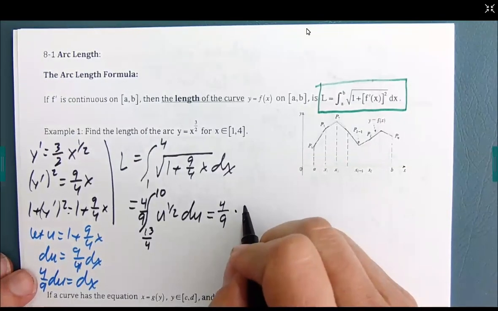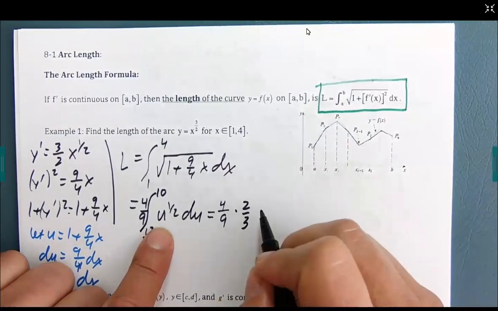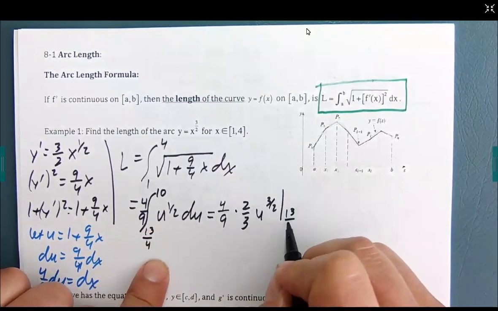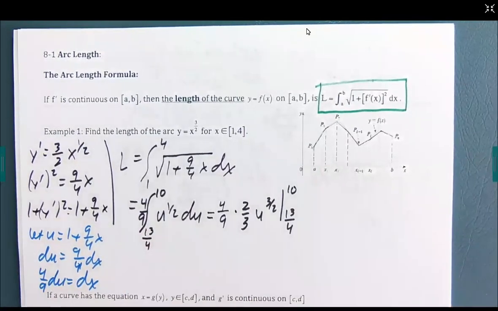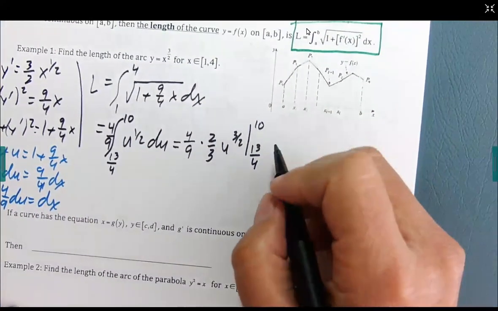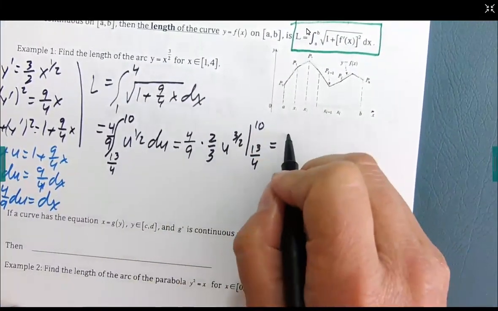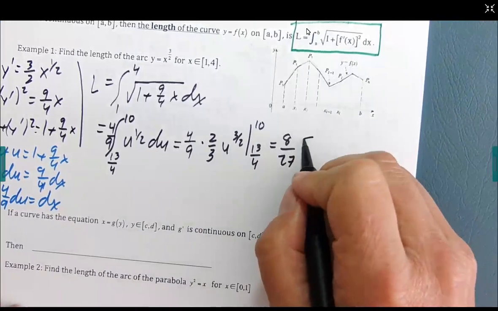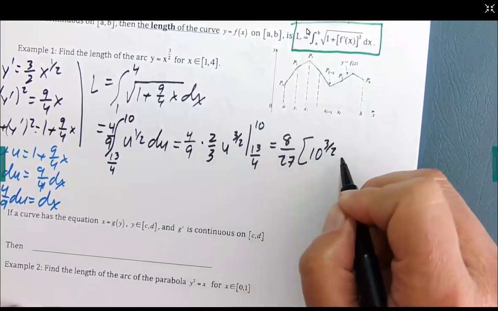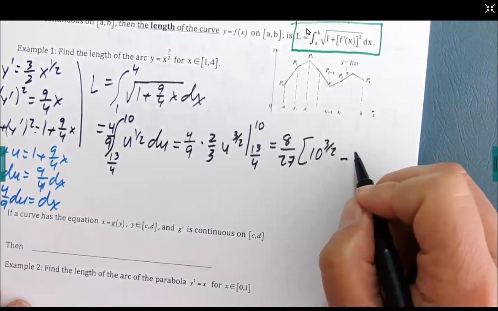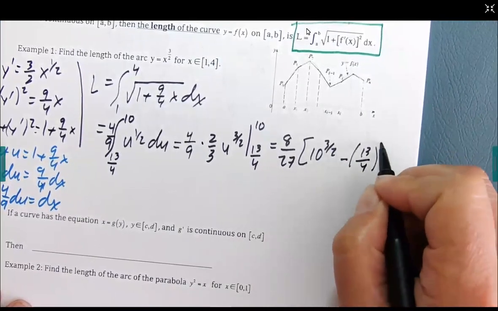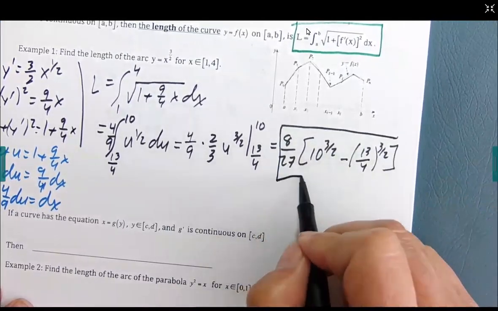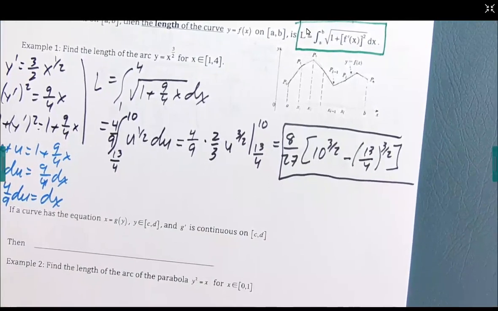And this becomes 2/3. I'm doing the power rule here, u to the 3/2 from 13/4 to 10. And when I plug that in, multiplying that out, I get 8/27. And when I plug in 10, I get 10 to the 3/2 minus 13/4 to the 3/2. And that can probably be cleaned up a little bit more, but we're just going to stop there for now. So we get the idea.